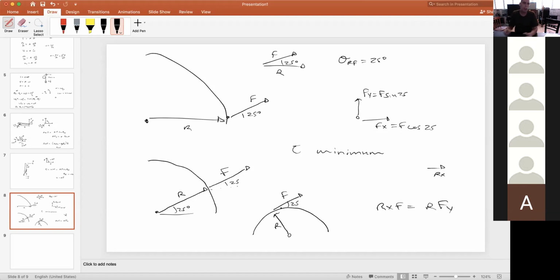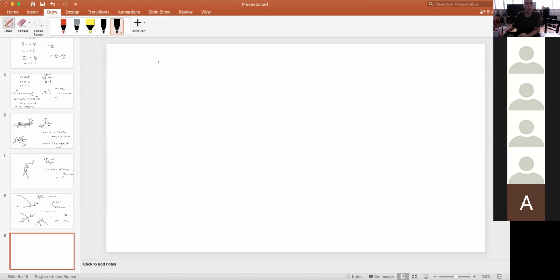But basically what you need to remember for torque is that torque is R cross F, which is really RF sine of the angle between them in the z-hat direction. And you need to figure out by the right-hand rule whether it is positive or negative. Most of the time, we're going to have things like pulleys where there'll be a tension, right?